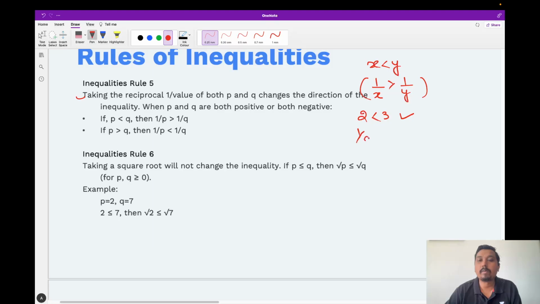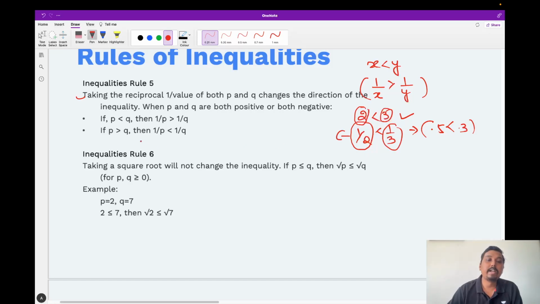If I take 1 by 2 and 1 by 3 and don't change my sign, what will happen here, guys, is 0.5 will become less than 0.33, which is not possible. You all know that 0.5 is greater than 0.33. So if the denominator is higher, the whole expression becomes lower. This is the concept we have to use, and we have to change the inequality.